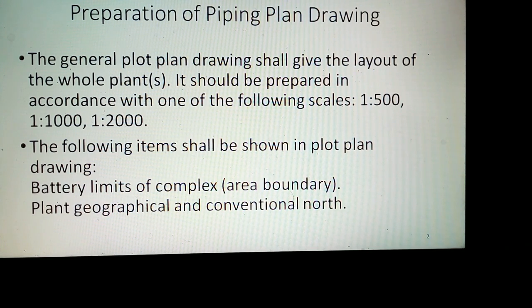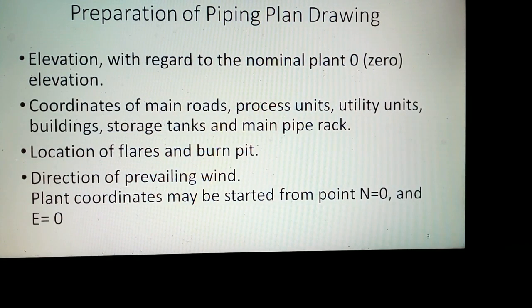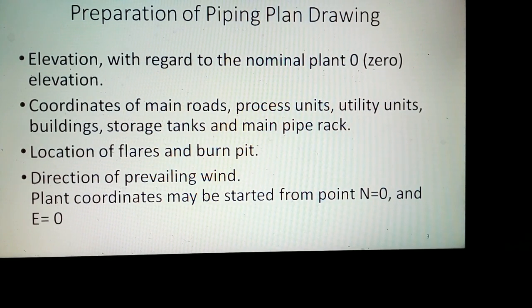Battery limits of complex area boundary. Plant geographical and conventional north. Elevation, with regard to the nominal plant 0 elevation. Coordinates of main roads, process units, utility units, buildings, storage tanks and main pipe rack. Location of flares and burn pit. Direction of prevailing wind. Plant coordinates may be started from point N equals 0 and E equals 0.